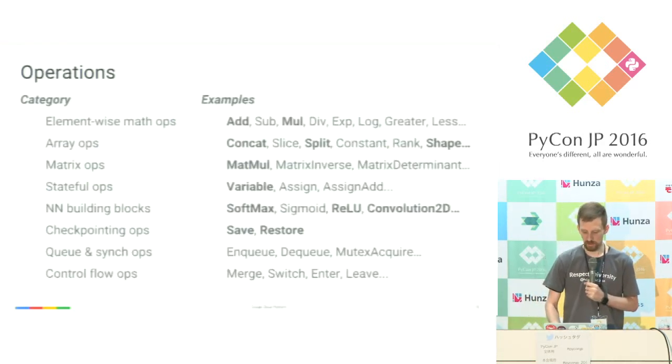This is just a non-exhaustive list of all the operations that are built into TensorFlow, but the main ones you kind of know about are things like multiplication, addition of the tensors, and that sort of thing. But you can do quite a lot.